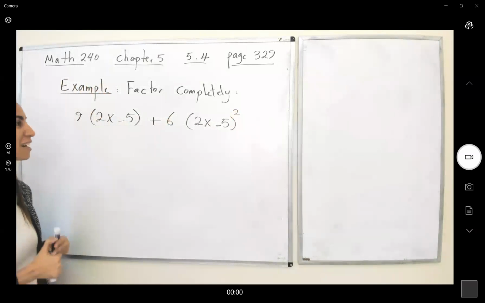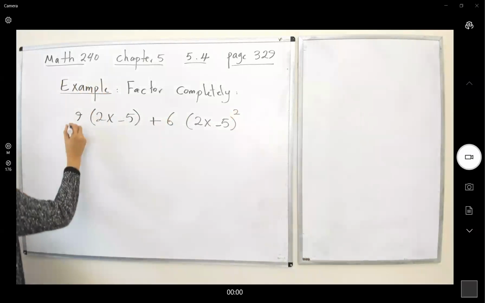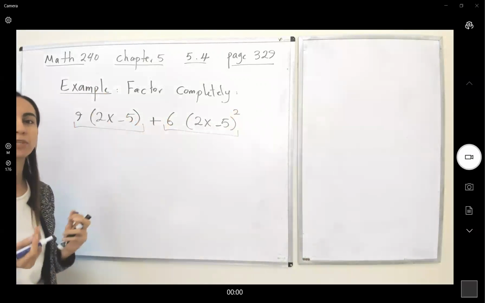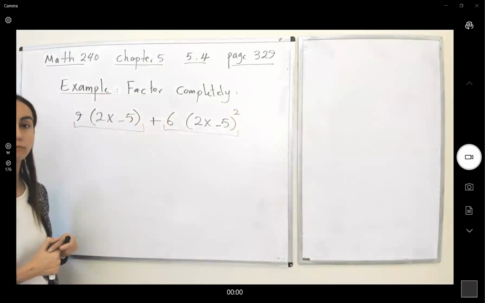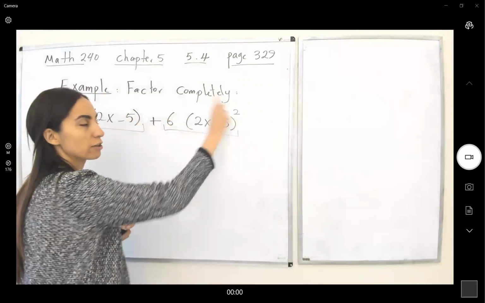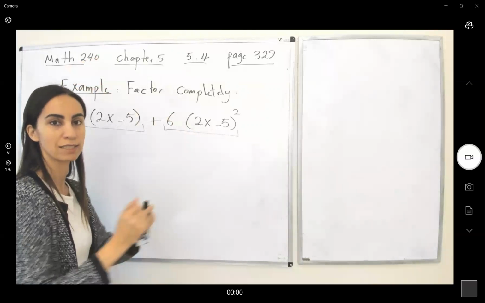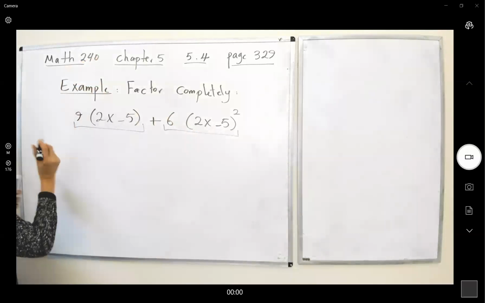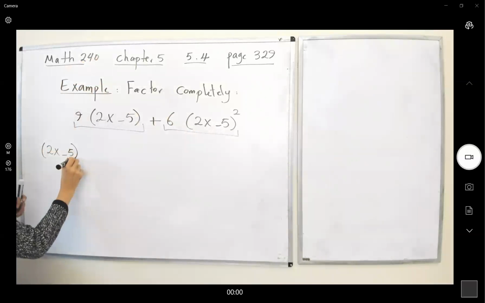What is the common factor between these two addends? The first addend, the second addend. What is repeated in both of these two addends? Very well. Here you have 2x minus 5. You have 2x minus 5 raised to the second power. It means that 2x minus 5 is multiplied by itself 2 times. So the greatest common factor is actually 2x minus 5 itself.